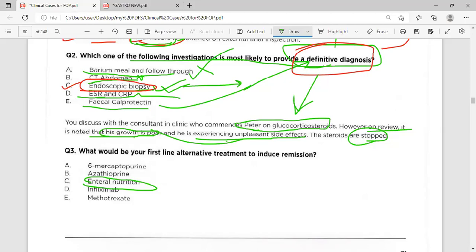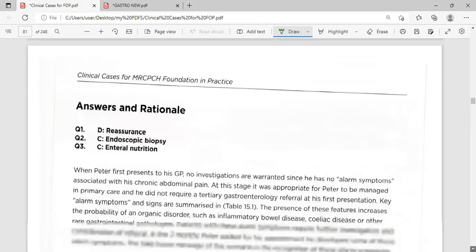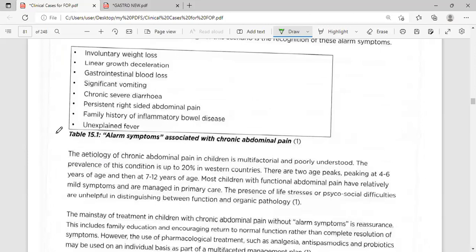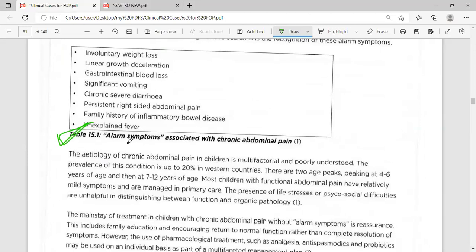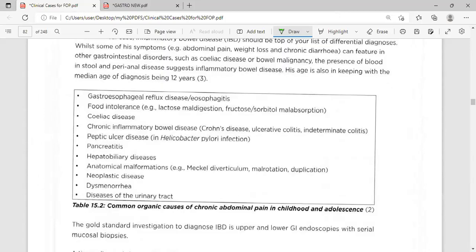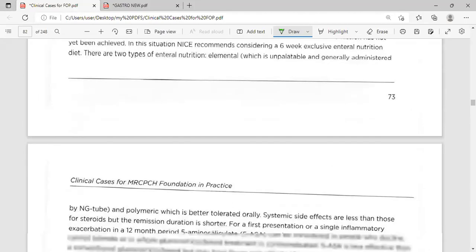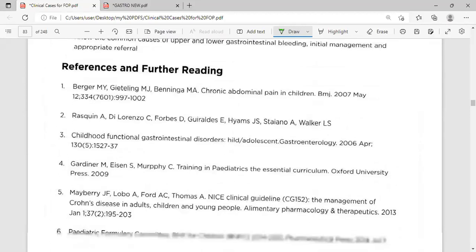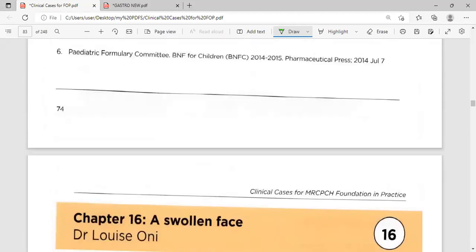Okay, whatever I said is actually here in this case. These are the red flag or alarm symptoms that are associated with chronic abdominal pain. Any child who comes to us with chronic abdominal pain, we have to make sure whether red flags are present or not. If there are red flags, we have to proceed towards investigation. Everything I have told is mentioned here, and these are the commonest causes of chronic abdominal pain. So this was about inflammatory bowel disease and this was one of the cases.